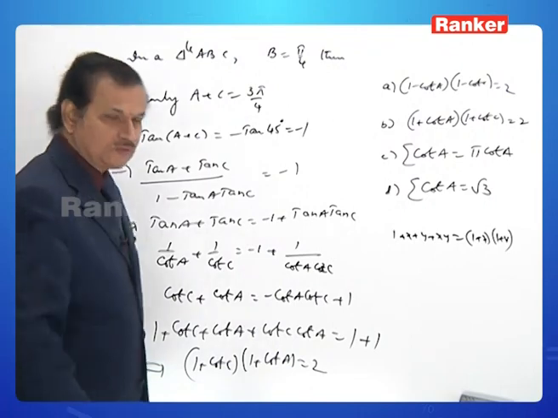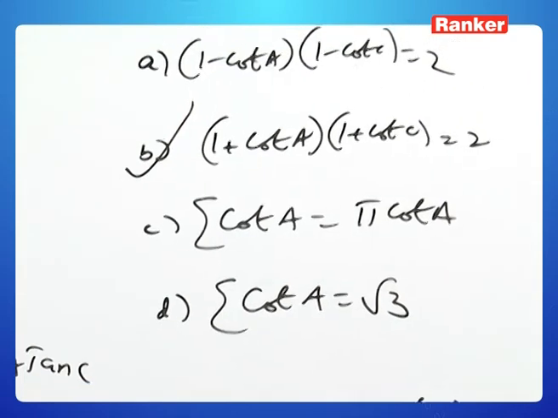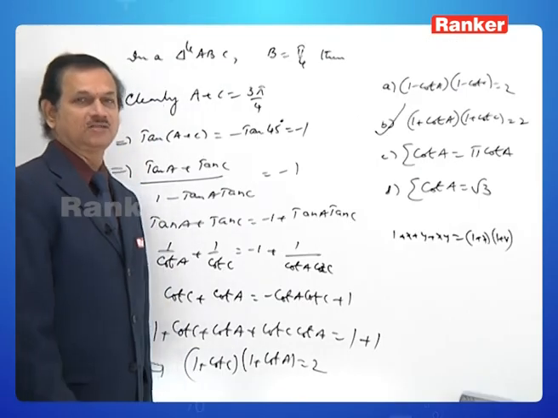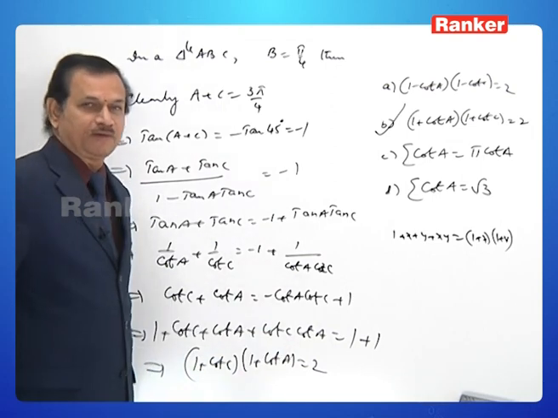It is 2. So what is the right option among the given? The second option is, of course, the correct option. So that's it. The answer is 1 plus cot A into 1 plus cot C is equal to 2. It's a good problem. Very beautiful problem.